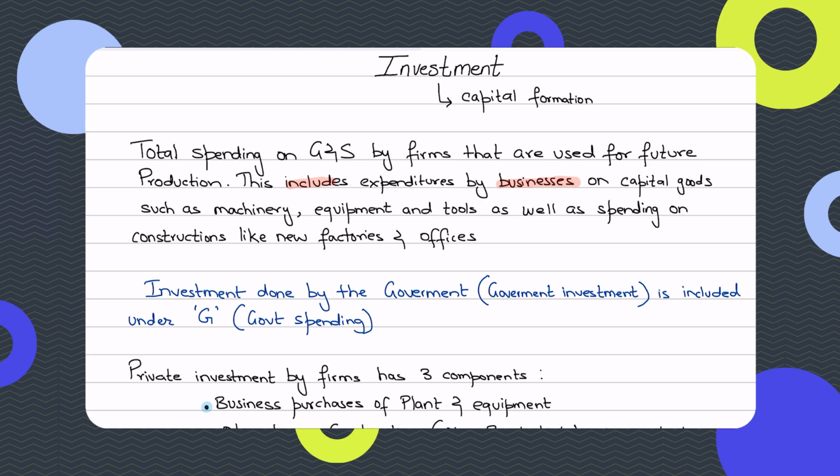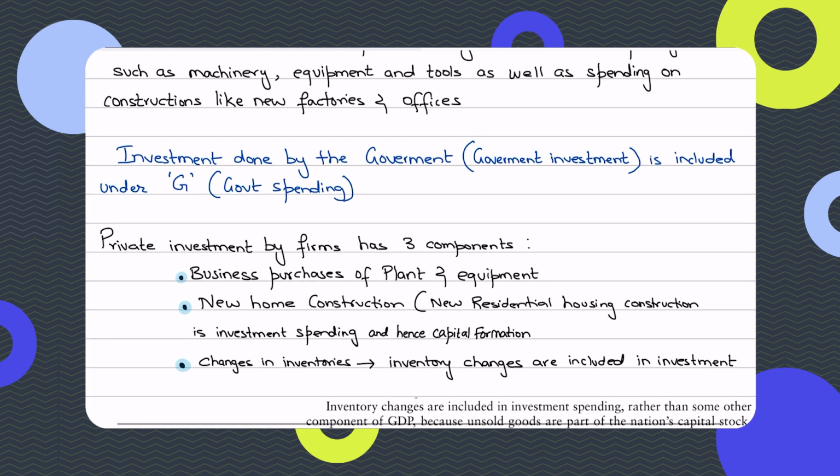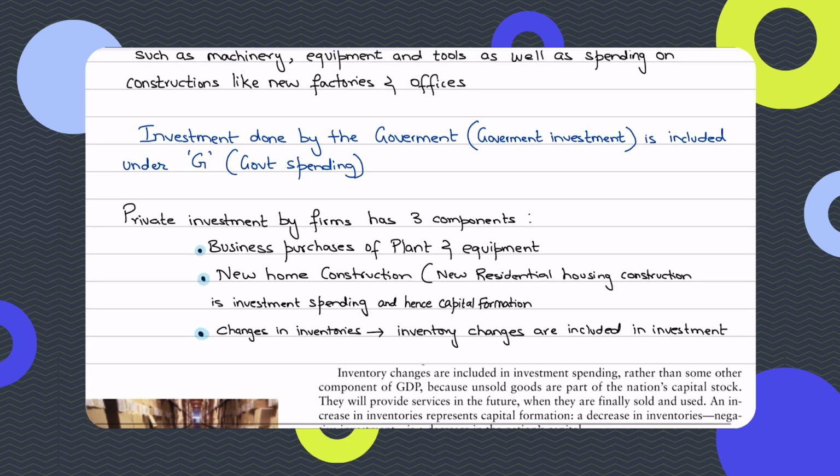बाय फर्म्स की बात कर रहे हैं, प्राइवेट बिजनेसेस की बात कर रहे हैं, ऑन कैपिटल गुड्स सच एज मशीनरी, इक्विपमेंट, टूल्स, एज वेल एज स्पेंडिंग ऑन कंस्ट्रक्शंस लाइक न्यू फैक्ट्रीज, ऑफिसेज, रेजिडेंशियल हाउसिंग. तो ये सब आपकी इन्वेस्टमेंट का हिस्सा है, नॉट जस्ट मशीनरी एंड इक्विपमेंट एंड प्लांट. दूसरी चीज़ ये कि देखें, इन्वेस्टमेंट खाली प्राइवेट फर्म्स तो नहीं करते, इन्वेस्टमेंट गवर्नमेंट भी कर रही होती है. वो इन्वेस्टमेंट कहाँ हम रिकॉर्ड करते हैं? वो हम रिकॉर्ड करते हैं गवर्नमेंट स्पेंडिंग G के अंदर.